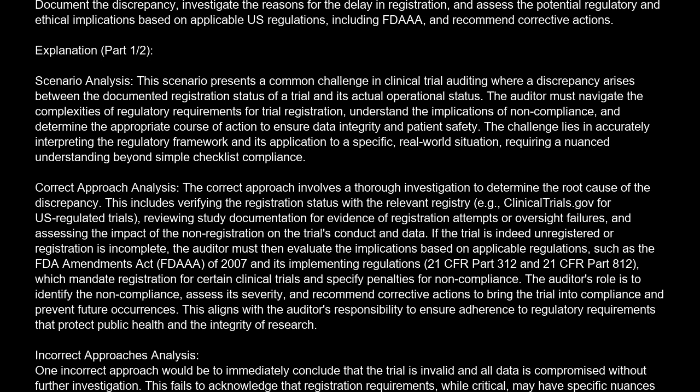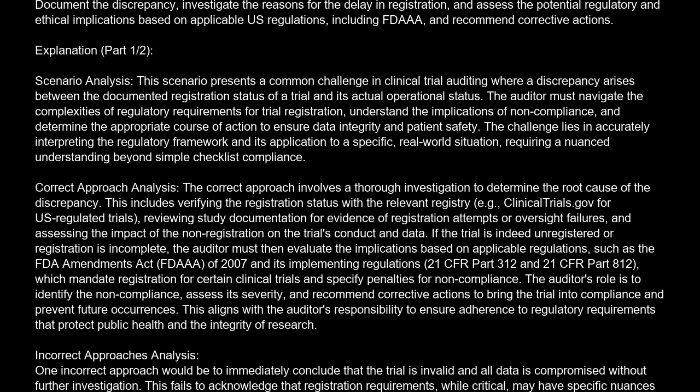Explanation. Scenario analysis. This scenario presents a common challenge in clinical trial auditing, where a discrepancy arises between the documented registration status of a trial and its actual operational status. The auditor must navigate the complexities of regulatory requirements for trial registration, understand the implications of noncompliance, and determine the appropriate course of action to ensure data integrity and patient safety. The challenge lies in accurately interpreting the regulatory framework and its application to a specific, real-world situation, requiring a nuanced understanding beyond simple checklist compliance.